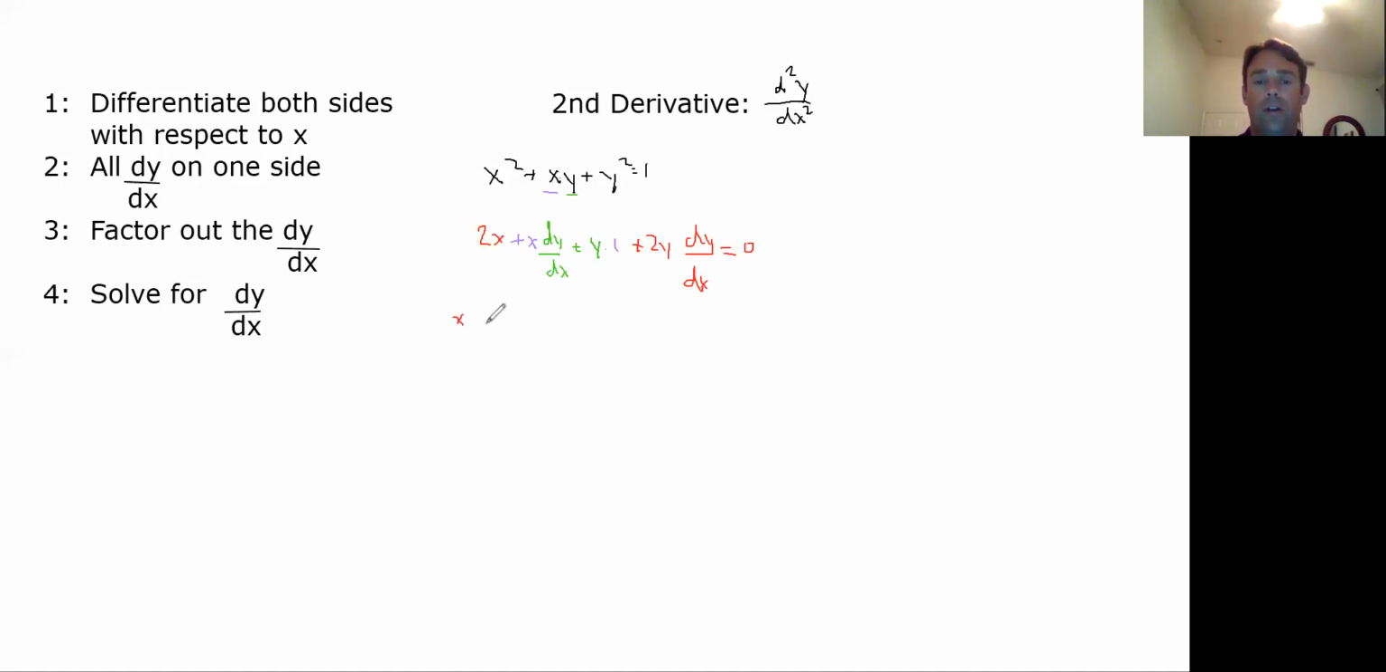So anything that doesn't have a dy/dx goes to the other side. So we have x dy/dx. So far, everything hopefully should be staying pretty much the same. Equals negative 2x minus y. Factor out our dy/dx's.